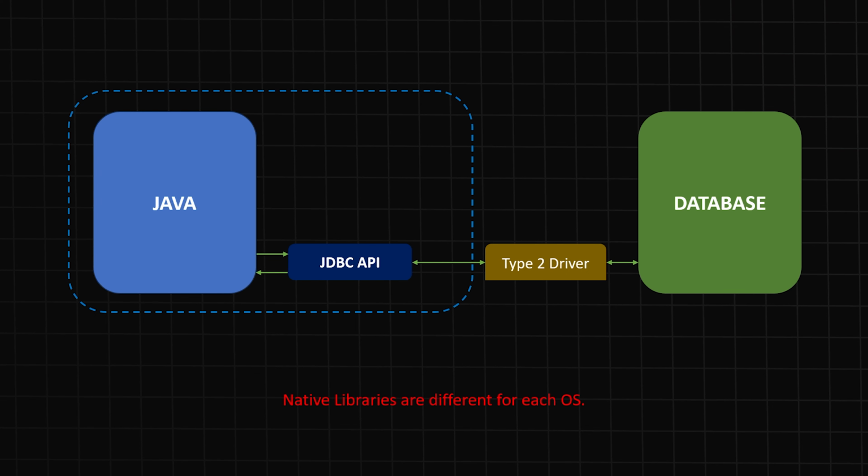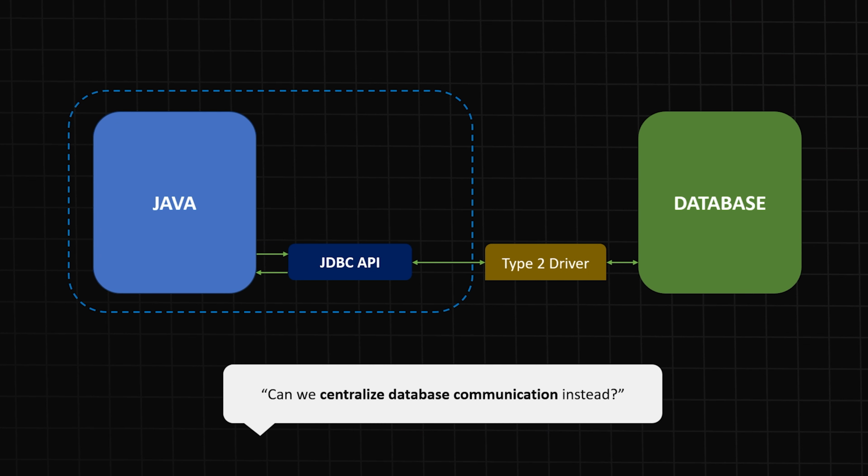The native libraries are different for each operating system, right? So this directly violates the Java core philosophy, that was platform independent. Then the industry again asked, can we centralize database communication instead? And this was the era of type 3, and the internet was in between us.